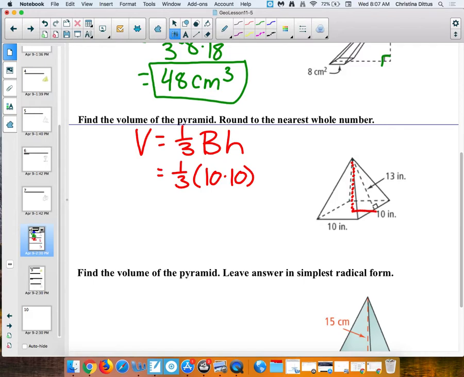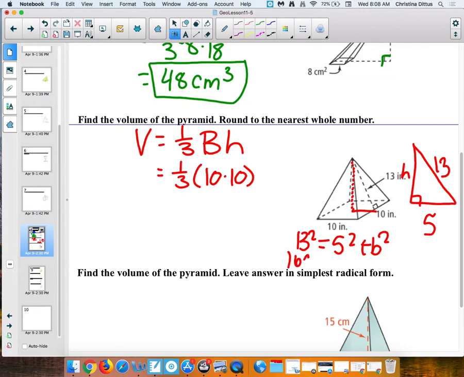Okay? So if I look at the triangle, I'm looking for the height. I know that my hypotenuse is 13. What's this side length? 5. 5, good. So to find my h, how would I set up my Pythagorean theorem? 13 squared equals 5 squared plus b squared, or a squared, or whatever you want to call it. 13 squared is 169. 169, 5 squared.